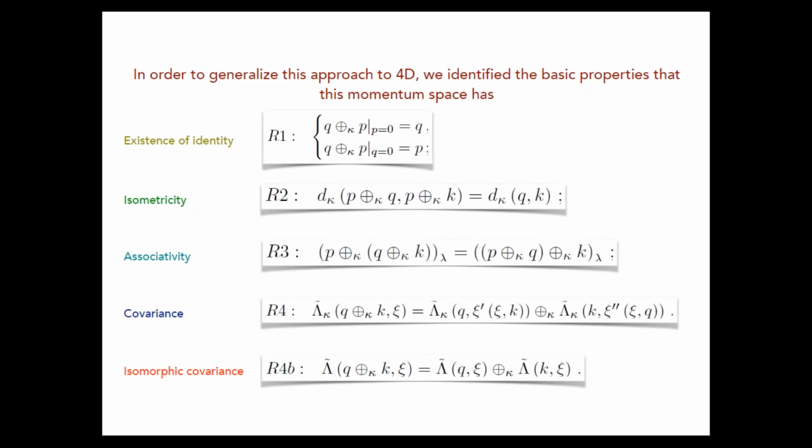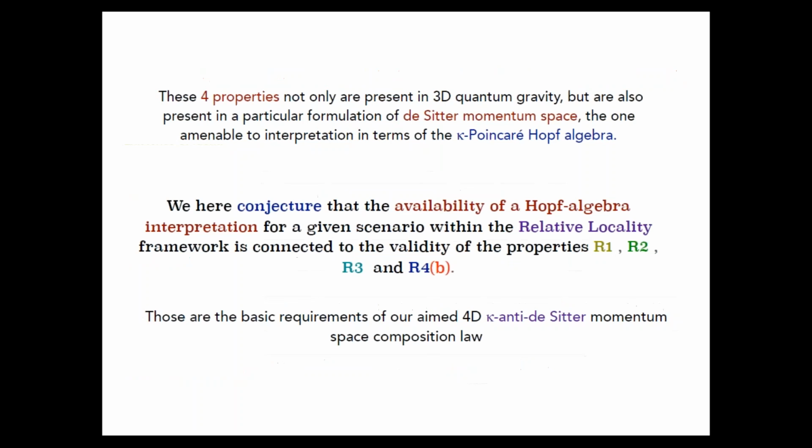Then, we identified the basic properties of the 3D quantum gravity momentum space in this set, R1, R2, R3, and R4, that could also have a version B. Well, the first one is trivial. The second one basically states that the composition law is a translation in this maximally symmetric space. And the third is associativity, and the fourth is covariance. That could be as the letter B, which does not have back reaction, or the first case that has a back reaction on the rapidity parameter.